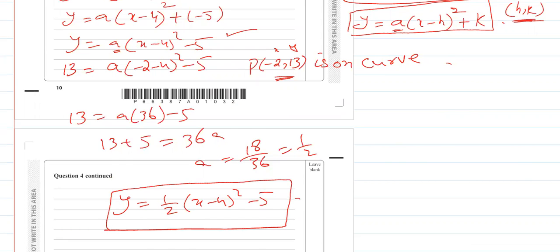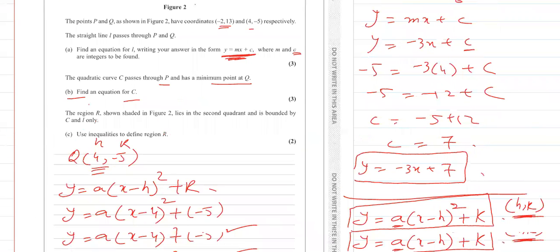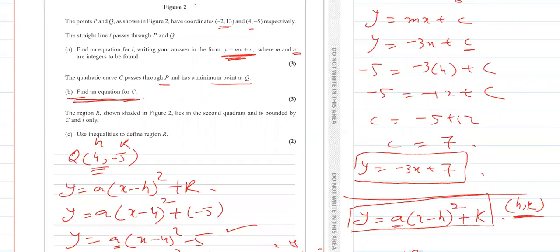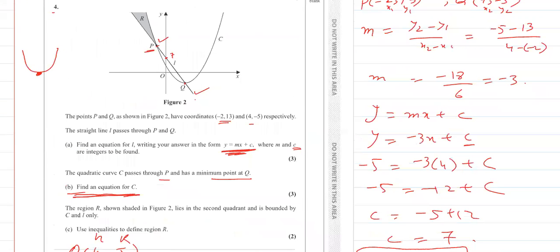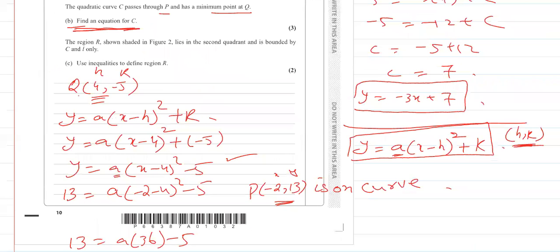This is the equation of the curve C that was asked in part B. Find the equation of the curve C. So always if a quadratic is given, you need two things: the vertex, meaning the turning point, and one more point, any other point. Using the vertex h, k, this will be the quadratic equation. For finding a, use the other point. So we found that one for part B also.